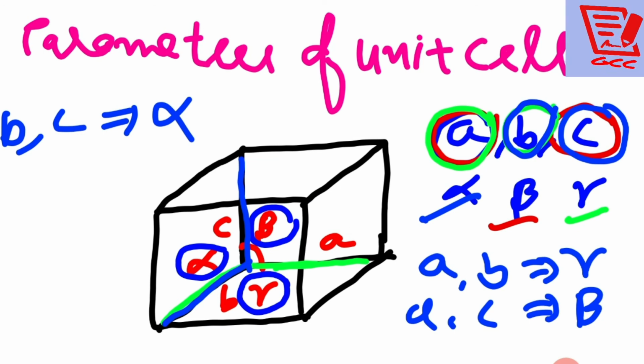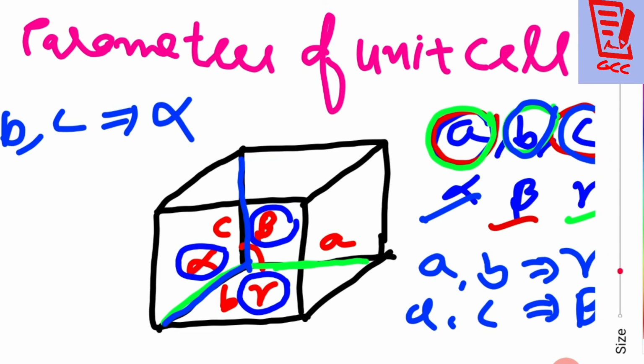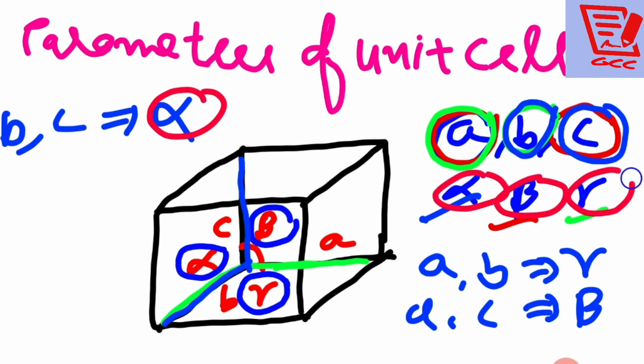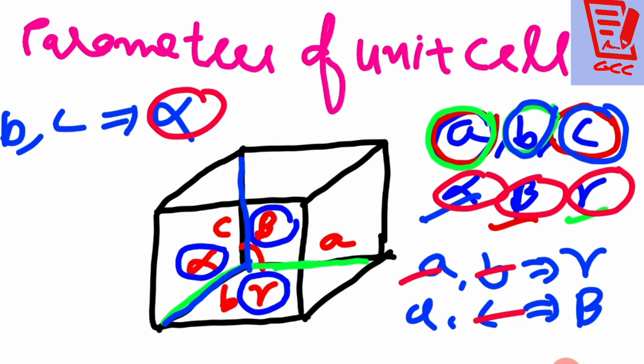Alpha. Clear? And these angles are called the axial angles. What do you call them? Axial angles. And ABC is called the axial length. What do you call them? These are called axial lengths.